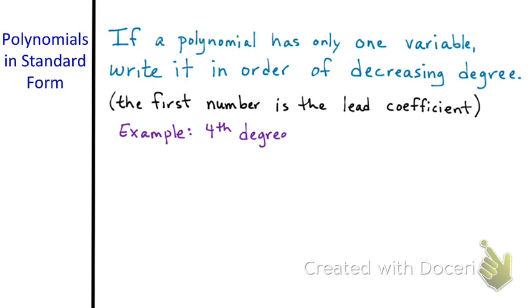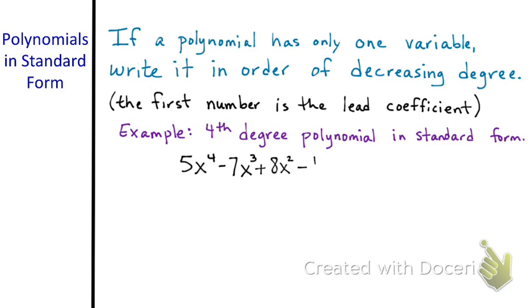We have the fourth degree polynomial in standard form. So we have 5x to the fourth minus 7x to the third plus 8x squared minus 1. And you'll notice that the exponents go in decreasing order: 4, 3, 2, 1. And when we're talking about the lead coefficient, it would be right there, the coefficient of the largest exponent, and the lead coefficient would be 5.